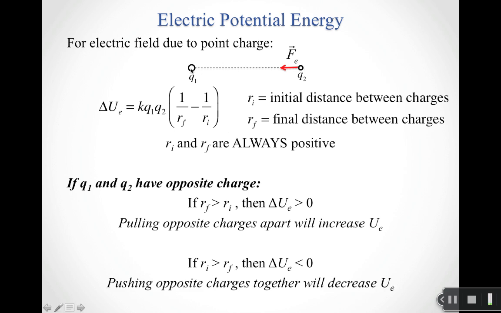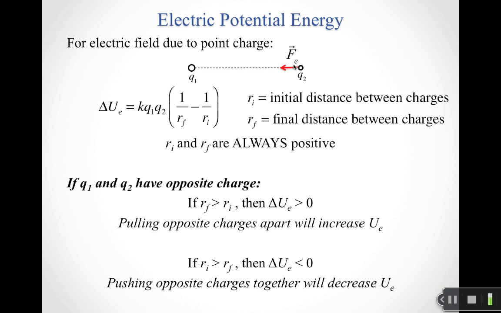They're positive distances. So what this means is, if my 2 charges have opposite signs, so I know that the electric force will be attractive, and I pull them apart so that the final distance is larger than the initial distance, that means I'm increasing the potential energy.